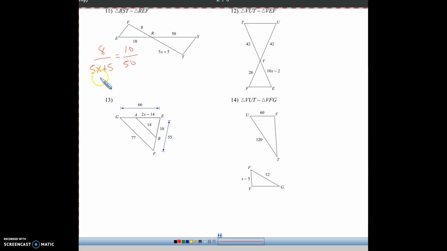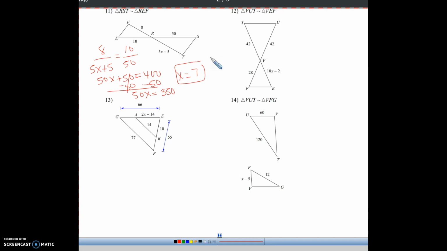Okay, I'm going to cross multiply, and when I multiply this 10, I'm going to distribute it, so I get 50x plus 50 equals 400. Subtract the 50 over. 50x equals 350. So that means that x is going to equal 7.